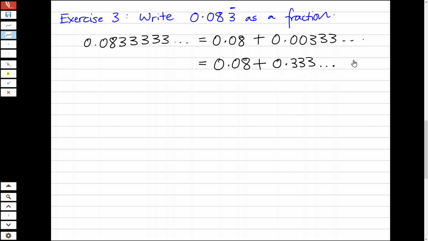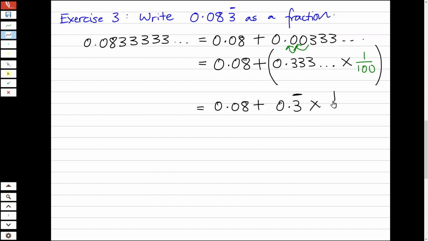Okay, so now we have to do 3. Can I just draw your attention to this part? I've moved the decimal points 2 times here. So that's right, 1 over 100. But now we can't help with the question. Now you have to do 8 over 100 plus 3 over 9. So remember, 0.333 recurring is just the same as 0.3 with the line on top times 100.